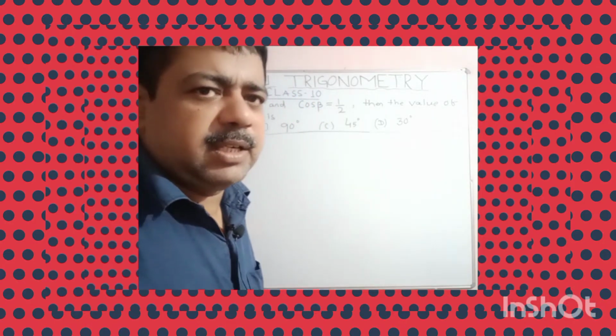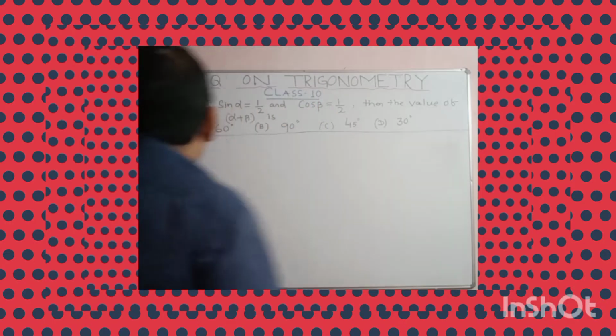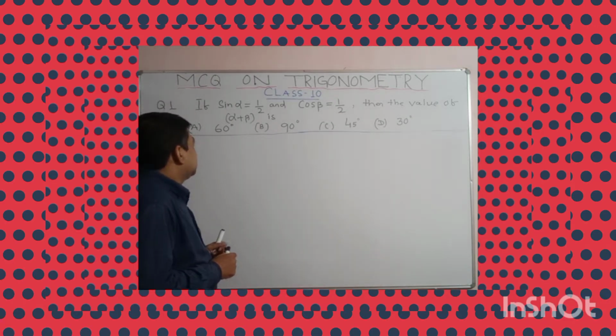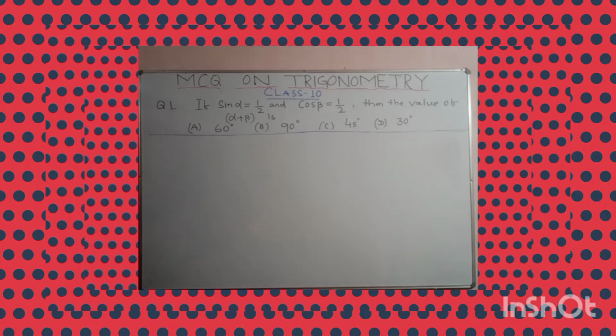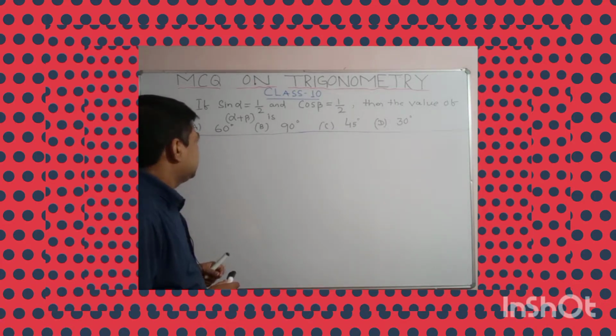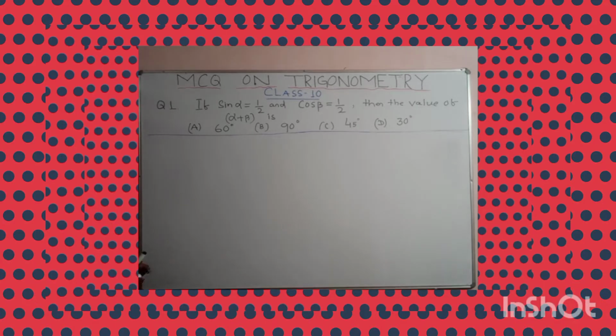Okay, let's read question number 1. If sine alpha is equal to 1 by 2 and cos beta is equal to 1 by 2, then the value of alpha plus beta is: option A 60 degree, option B 90 degree, option C 45 degree, option D 30 degree. Understand? Is it clear what is given? Okay, so let us find the solution.